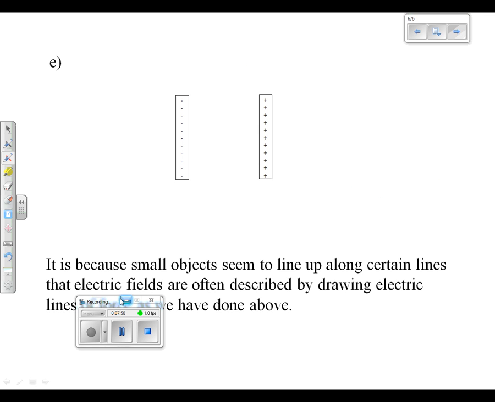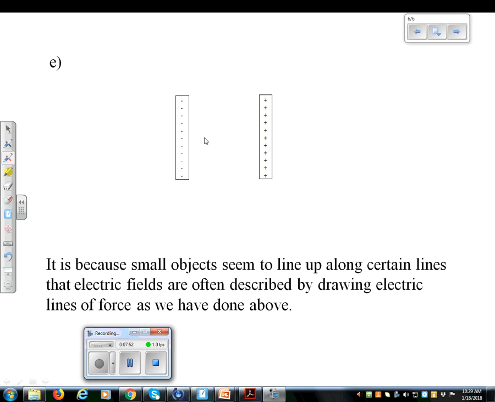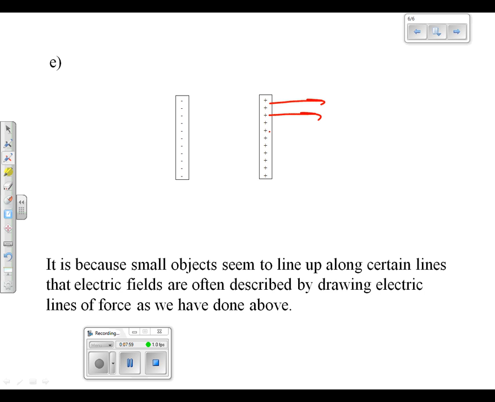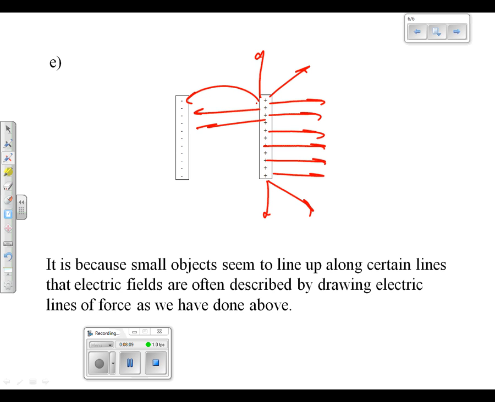Okay, what about now, here we got a positive and a negative plate. What would that be like? Away from positive. Away, and then here it's towards negative. Towards negative.